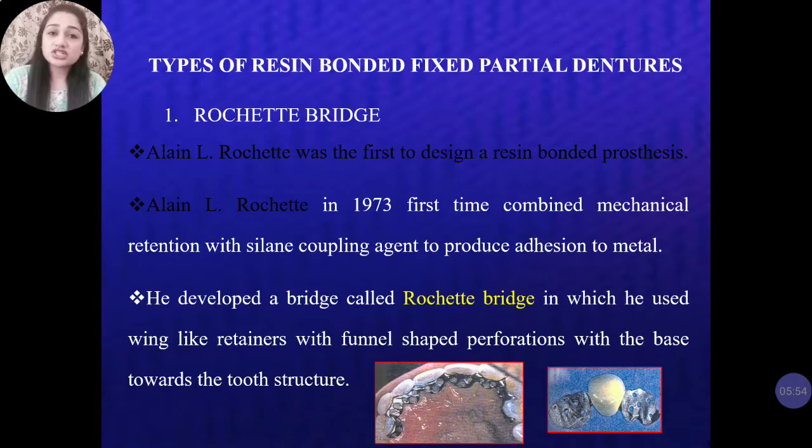So coming to Rochette bridge, Alan Rochette was the first to design a resin bonded prosthesis, hence the name Rochette bridge. In 1973, he first time combined mechanical retention with silane coupling agent to produce adhesion to metal. So in Rochette bridge mainly there is one pontic, and on the pontic there are butterfly like wings on the side. In these butterfly like wings the perforations are present. These are like funnel shaped perforations.